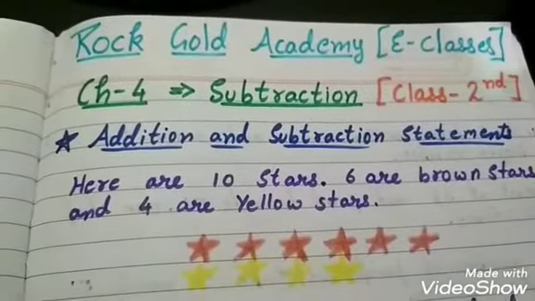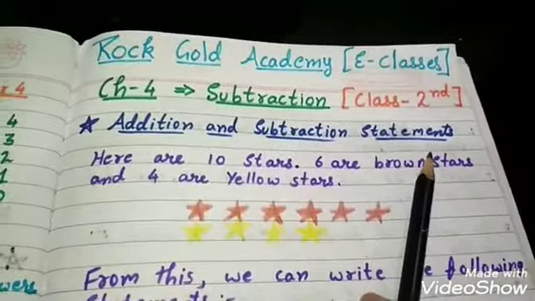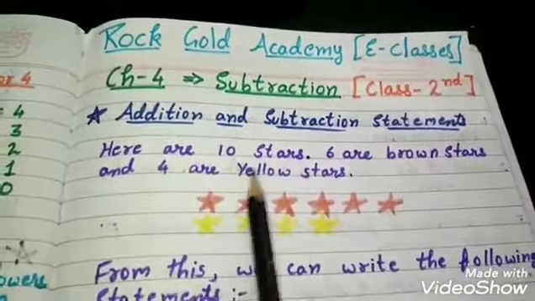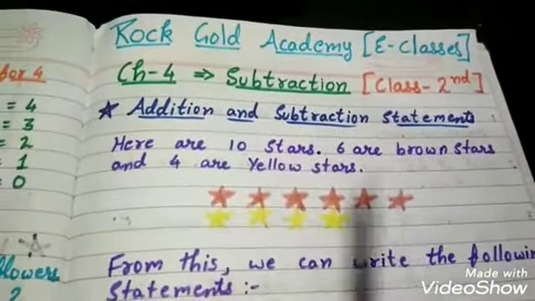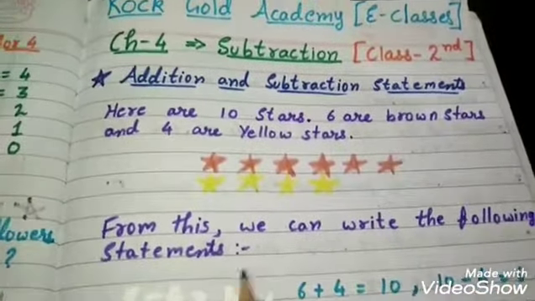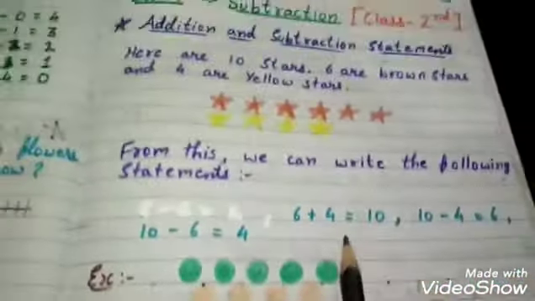So let's start. Our first topic is addition and subtraction statements. See, here are 10 stars, 6 are brown stars and 4 are yellow stars. From these stars, we can write these statements. See, 6 plus 4 is equal to 10. Let's count: 1, 2, 3, 4, 5, 6, 7, 8, 9 and 10, right? 6 plus 4 is 10.